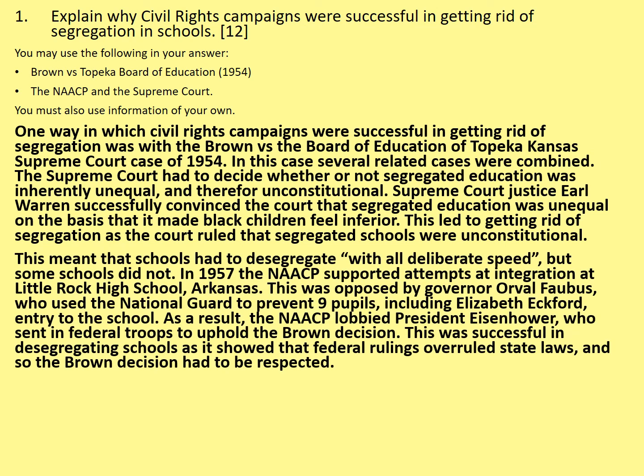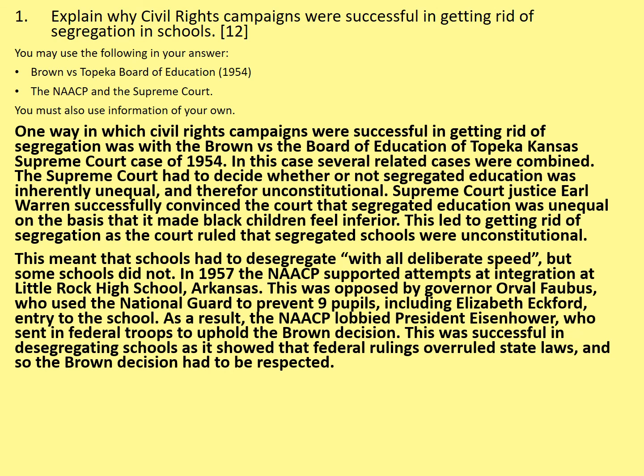This meant that schools had to desegregate with all deliberate speed, but some schools did not. Okay, this is my link between my previous paragraph and this one. In 1957, the NAACP supported attempts at integration by Little Rock High School, Arkansas. This was opposed by Governor Orville Faubus, who used the National Guard to prevent 9 pupils, including Elizabeth Eckford, entry to the school. Notice here that I'm giving my own knowledge about Little Rock.